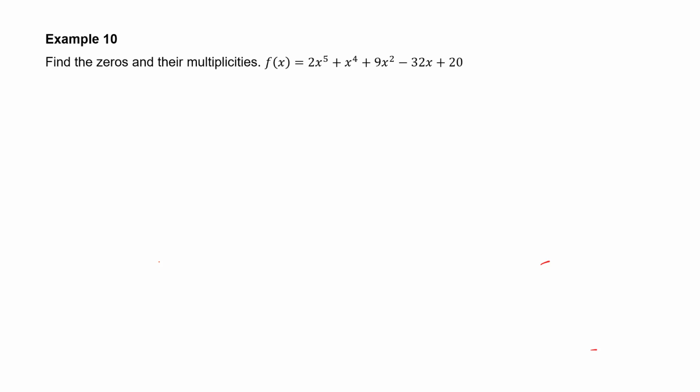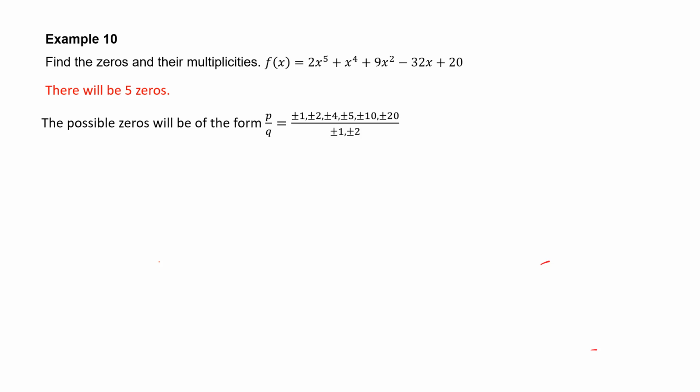Okay, so we're going to use the tools we have to find the zeros and their multiplicities for this function. So we're going to use the rational zeros theorem to list all the possible zeros of this function. And remember, to do that, first of all, we know there'll be 5 zeros because the highest power on x is 5. And then the possible zeros will be of the form p over q, where the numerator is going to be any factor of 20, the constant, and the denominator is going to be any factor of 2, the leading coefficient.